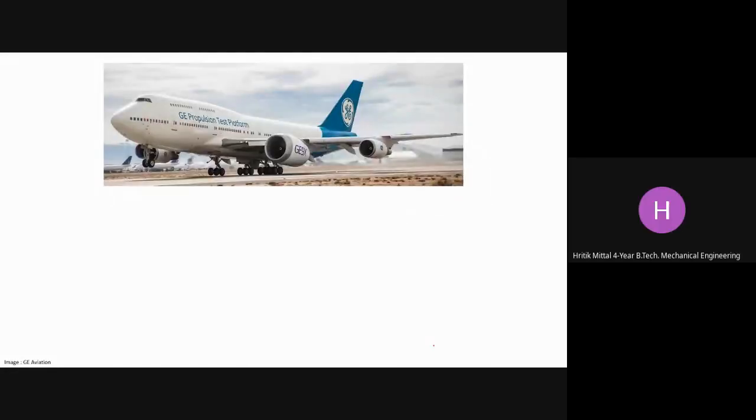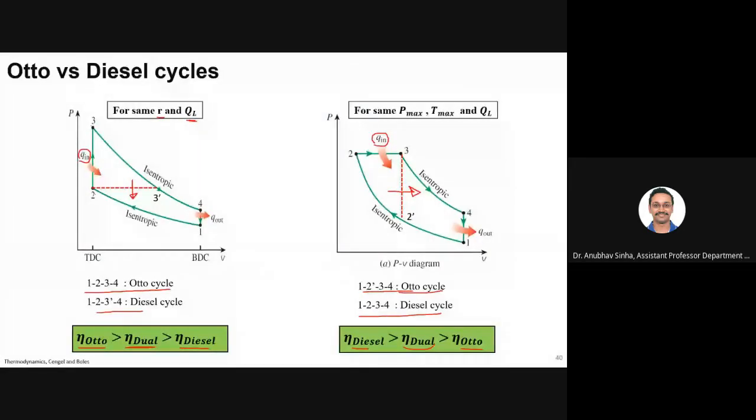Sir, why are we keeping Tmax same? So this is just to compare. If you keep everything different, how will you compare? So when you fix Tmax, we are reaching the same point T3. See, when you are comparing, if we have different pressure or temperature conditions, it is not a fair comparison. So we need to keep things same or constant, then only we can compare, right?